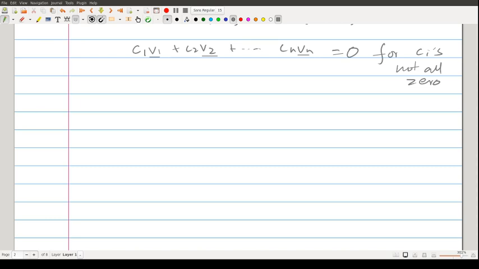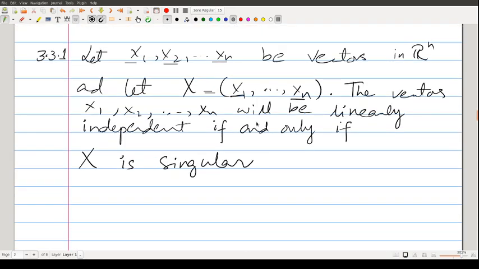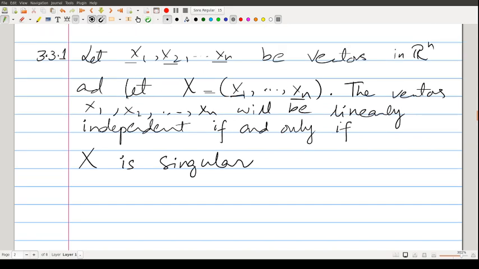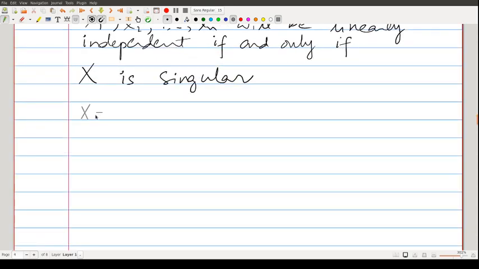Okay, and so let's move on to the next theorem. So this theorem says that if we take some n vectors in Rn, so each of these vectors has n entries, they are vectors in Rn, and let X be a matrix made up of the columns x1, x2 and so on. So let's suppose X is a matrix that looks like this: column 1 is x1, column 2 is x2, dot dot dot, column n is xn, right?